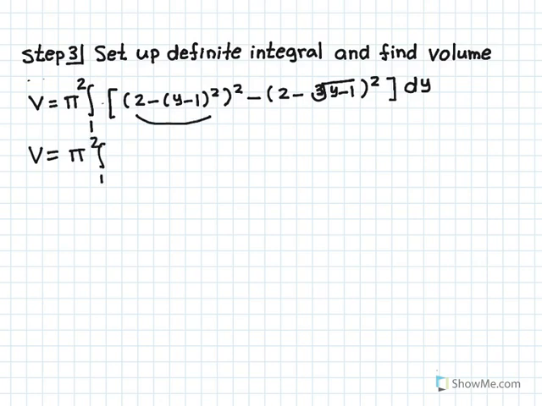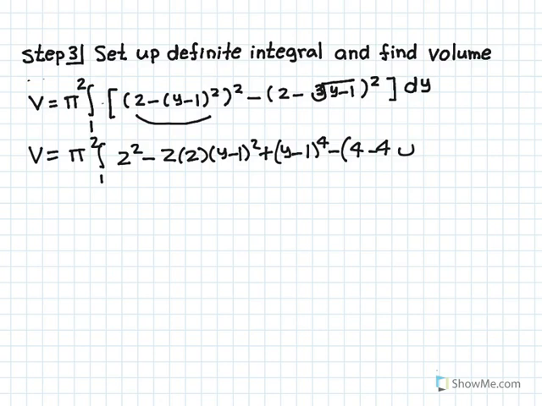Let's open this up. We have (2 minus (y minus 1) squared) all squared. So square the first term, minus 2 times the product of the two terms, so 2 times 2 times (y minus 1) squared, plus (y minus 1) to the fourth, minus 2 squared is 4, minus 4 times the third root of (y minus 1), plus ((y minus 1) to the 1/3) to the power of 2, that's (y minus 1) to the 2/3, close bracket, and let's stick a dy here. All right, let's simplify this.